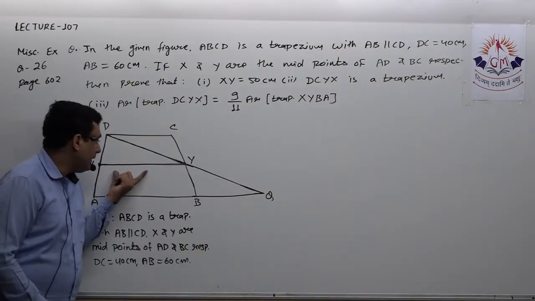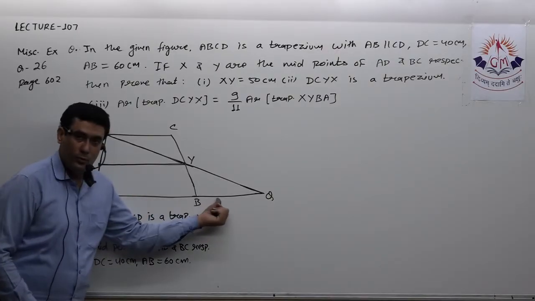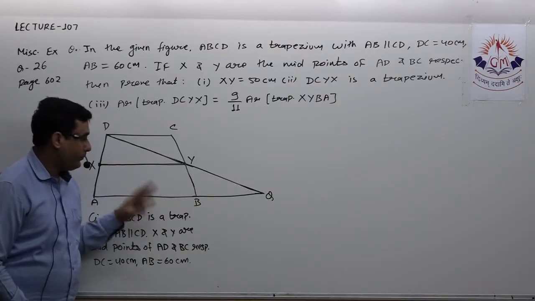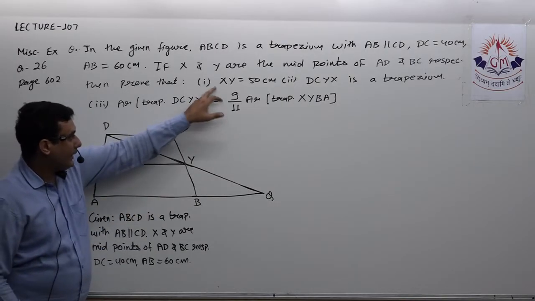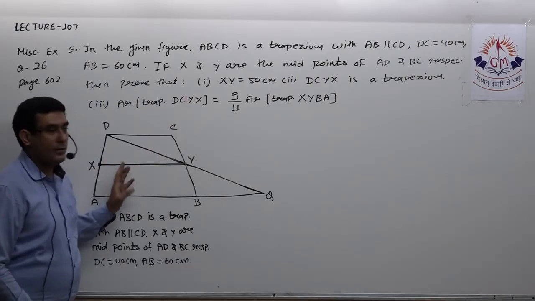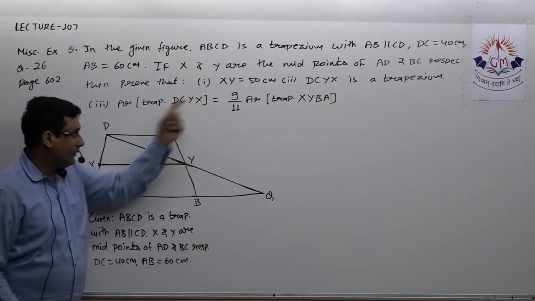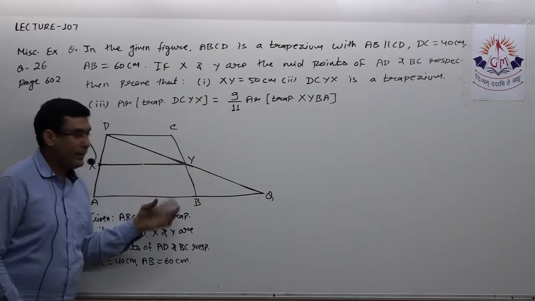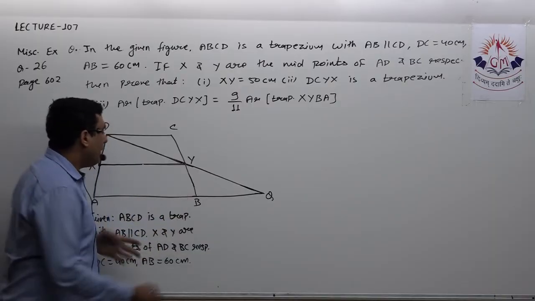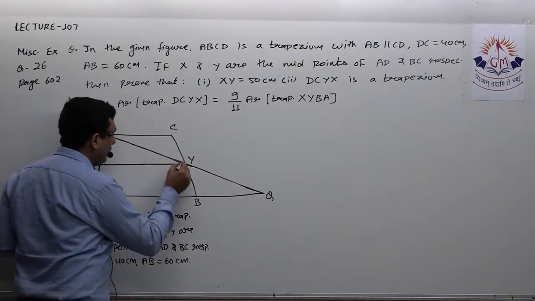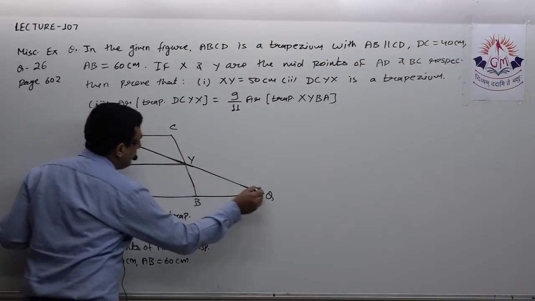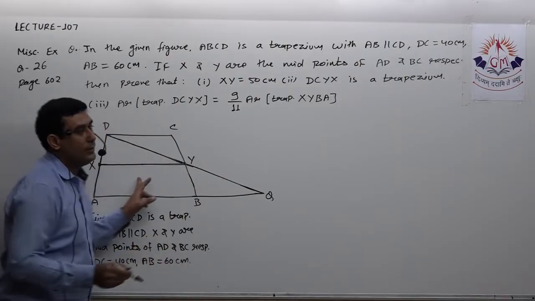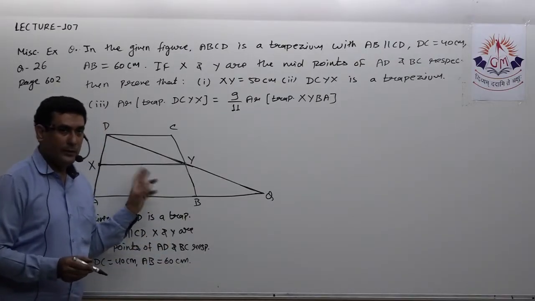So using that I can say XY is parallel to AQ, as well as XY will be equal to half of AQ, isn't it? So we need to find XY as well as we need to prove DCYX is a trapezium. So for the first one and the second one, anyhow we have to prove this XY is parallel to AQ or AB. Now to prove XY is parallel to AB, anyhow we need to prove DY equal to YQ, because I need to prove Y is the midpoint of DQ. Then and only then it is possible to apply the midpoint theorem.